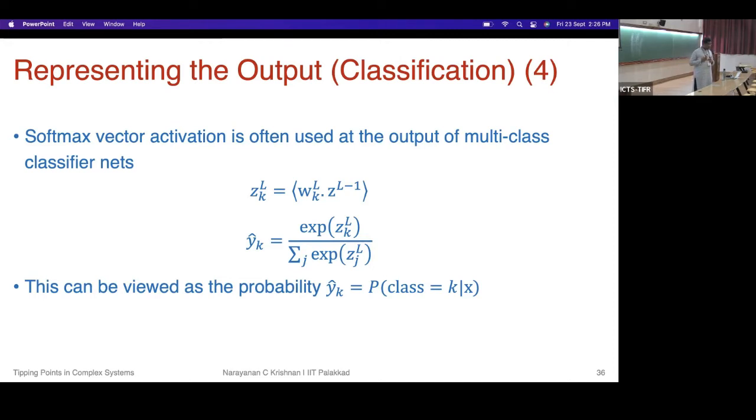Is that clear? And this can be viewed as the probability y hat k, indicating it is the predicted probability of the data point x belonging to class k. And this is for one particular output node. If you do this across all output nodes, you will end up with what will you end up with? A distribution over the number of classes.